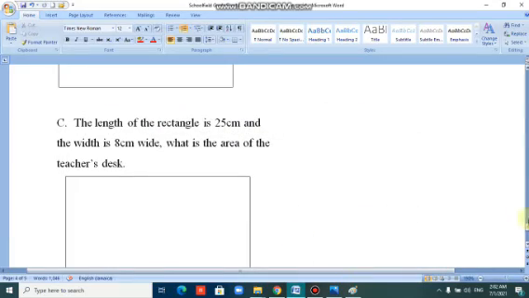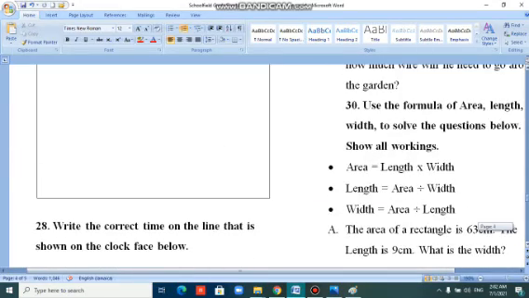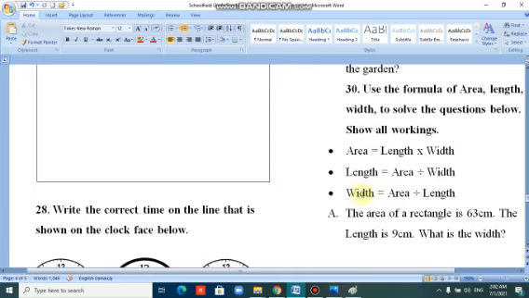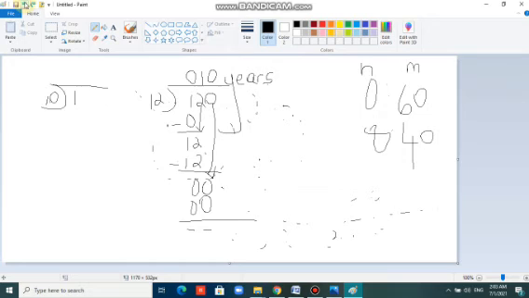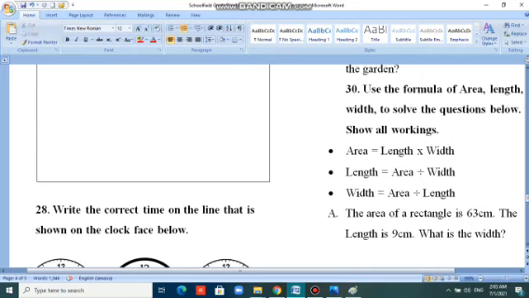So how to find the area? Let us look at the formula up top here. The formula for area is length times width. So we're going to multiply length times width. This time no more division, we're going to multiply now.